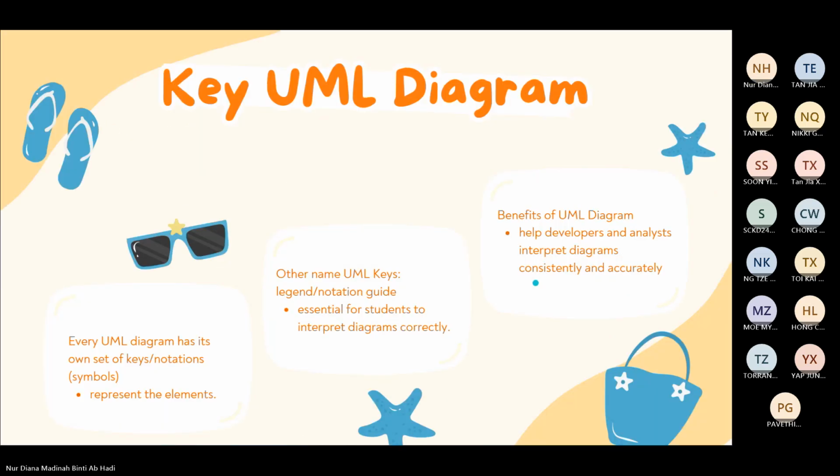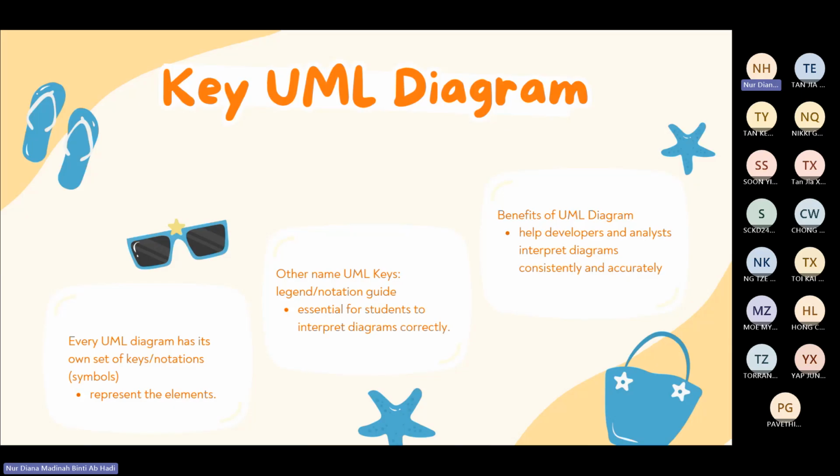So, the key of the UML diagram. Each of your UML diagrams has its own standard key or notation symbols that are used. For what? They are standardized elements. Why do they need to standardize them? Because they want to represent an element. Different elements will have different representations so that everyone would know. If process, we should use a rectangle. If start, we should use an oval. So everybody knows already because it is standardized.